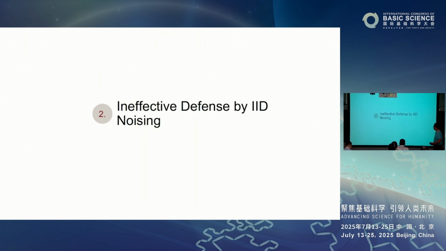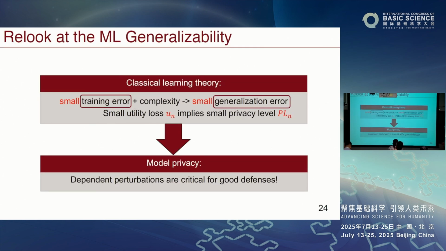Okay, so now let's talk about the ineffectiveness of ID noising. You see, in the traditional learning theory, we know that if you have F star in a class to be learned, and whatever learning strategies, you have small training error, and if you have a good control of complexity, that would imply very good generalization error, right? That's the traditional learning theory.